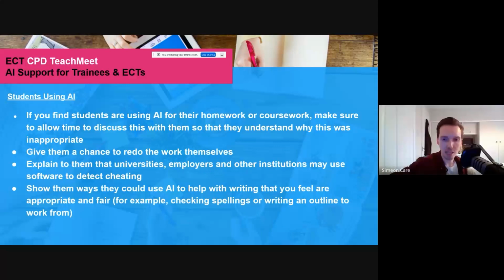Yeah, I completely agree with that. And also, I think that word nuance has come up a lot today. So I think that could be a really good opportunity to show them ways they could use AI to help them that you feel would be appropriate and fair, like checking spelling or that kind of thing. Or as John said, having a go themselves and then having a look at what an AI did and seeing if they can improve in some way.